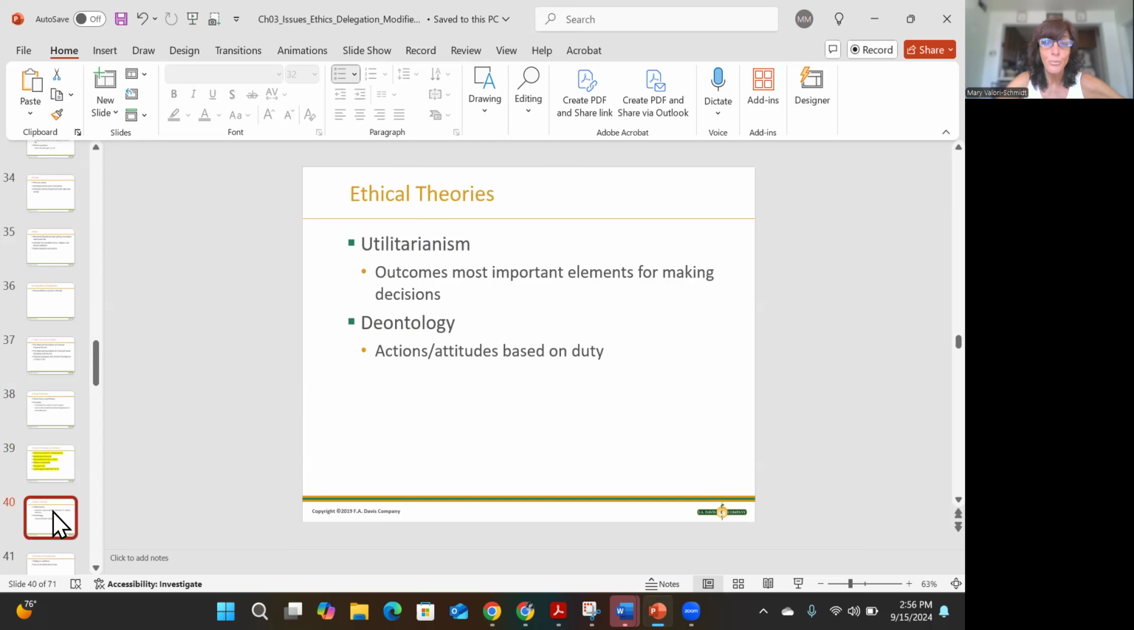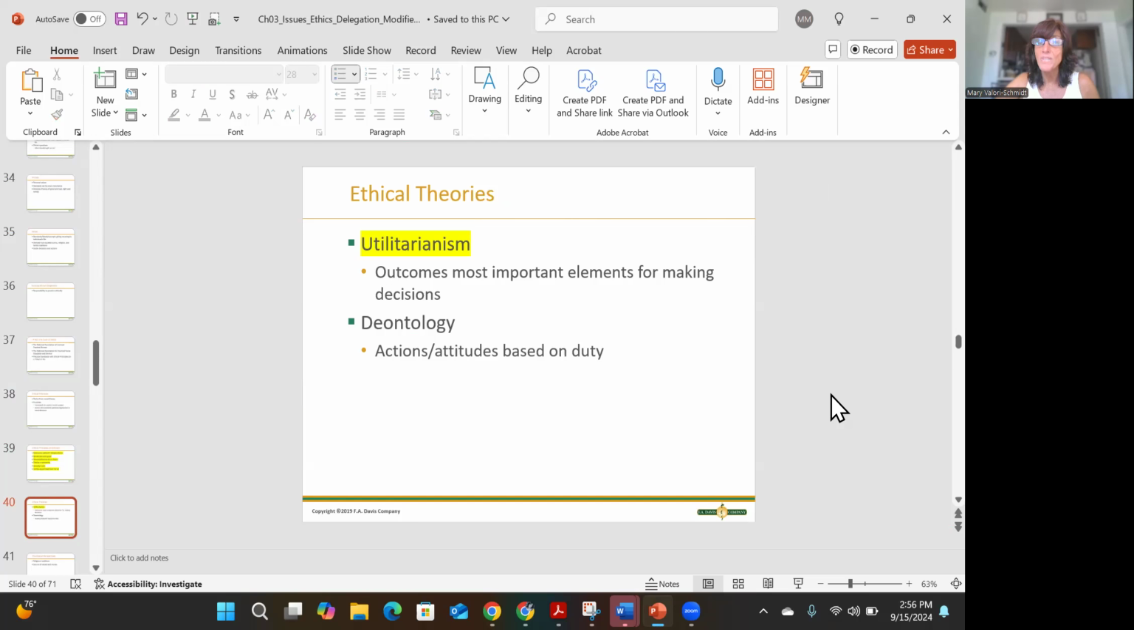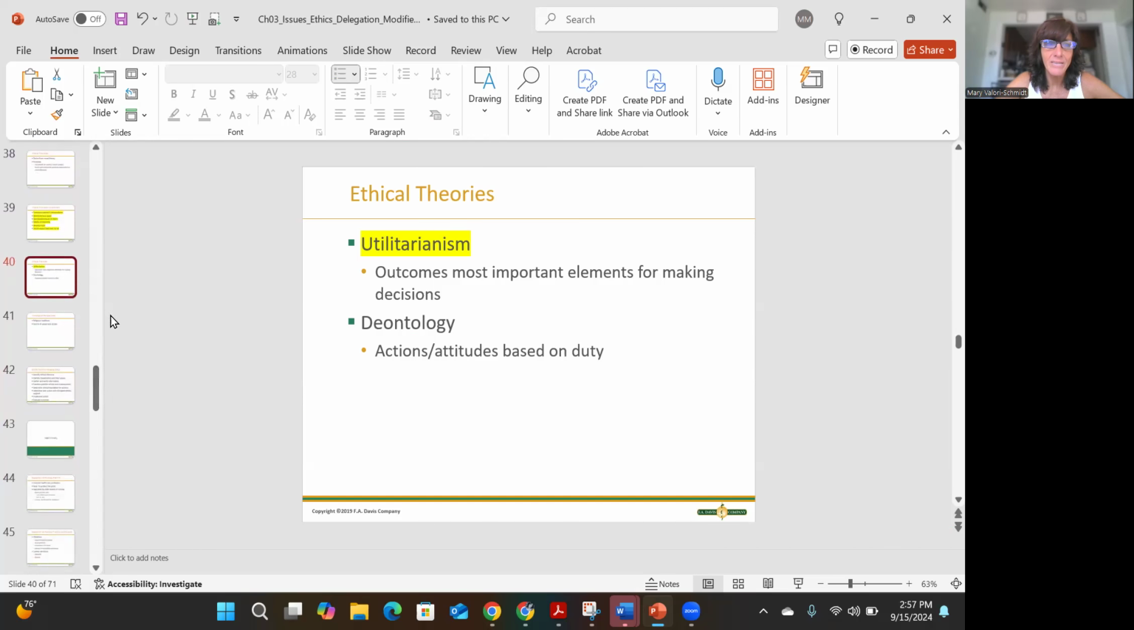And then you have the other two, utilitarianism. I really didn't talk about deontology, but I'll touch on it briefly. Utilitarianism, the end justifies the means. How can I get the best outcome for the most amount of people? That's utilitarianism. Deontology is actions based on duty, like to God. So we separate church and state. So we don't really deal with deontology.